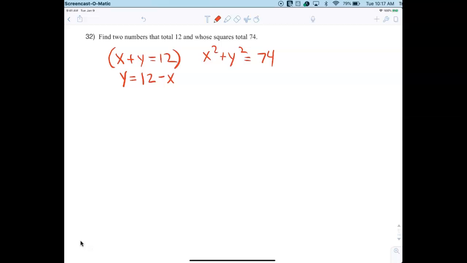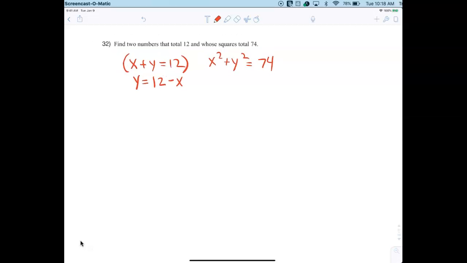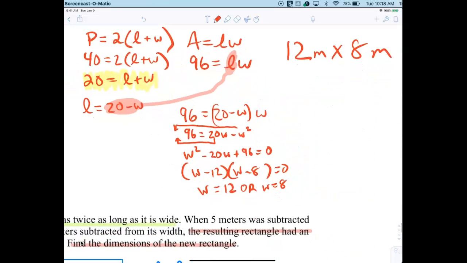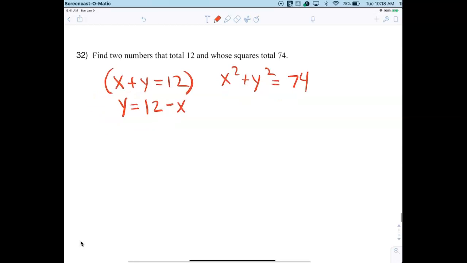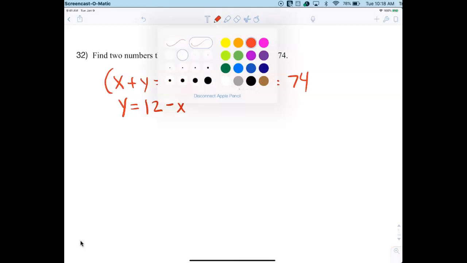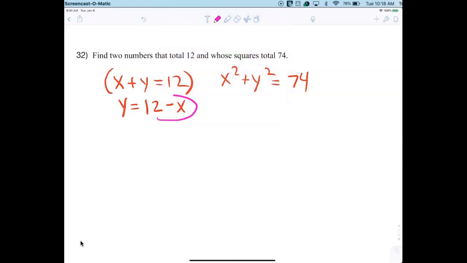Now, what do you think I'm going to do with that 12 minus x? Plug it in, just like we did on the previous problem. Look, guys, it's the same principle. We solve for a variable, and then we plug it in. So what do I mean by plug it in? I'm going to take this equation, 12 minus x, and wherever I see a y, I'm going to plug it in.